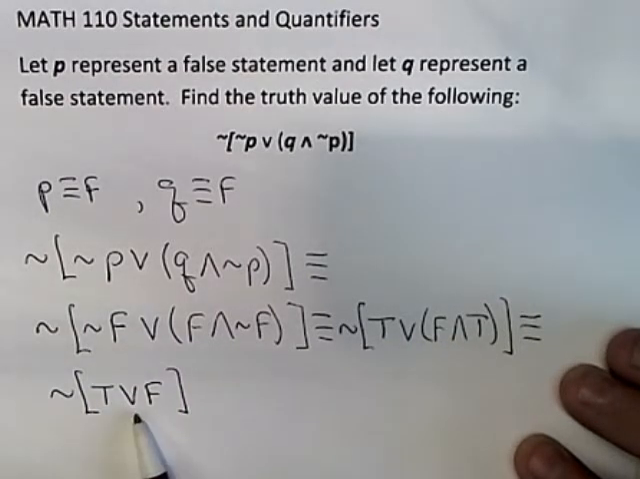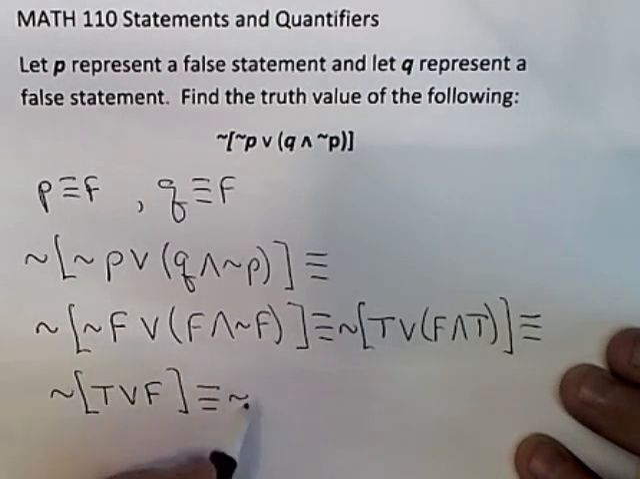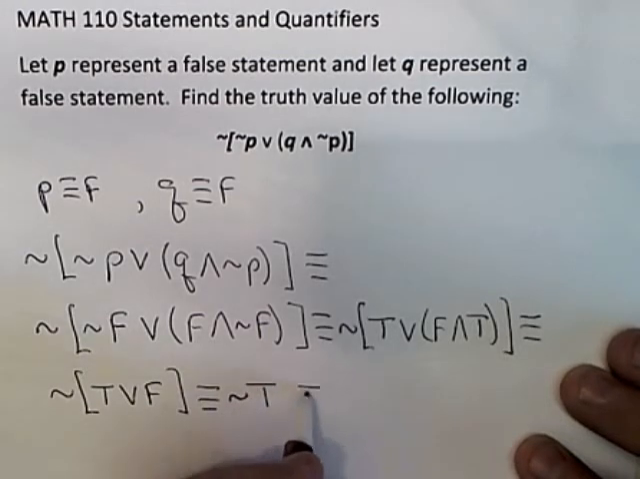Now I'm dealing with an OR. So an OR is only false if they're both false. They're not both false, so this OR expression is true. But I've got a not in front of it. I've got a negation in front of that, so I've got not true. And of course, not true is false.